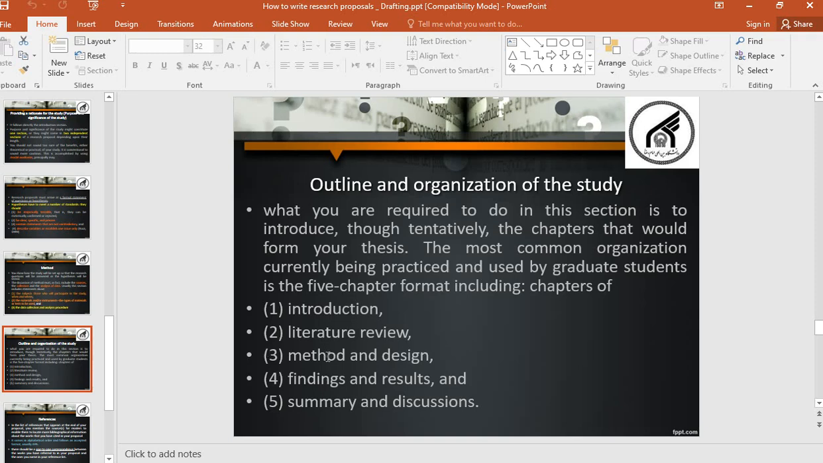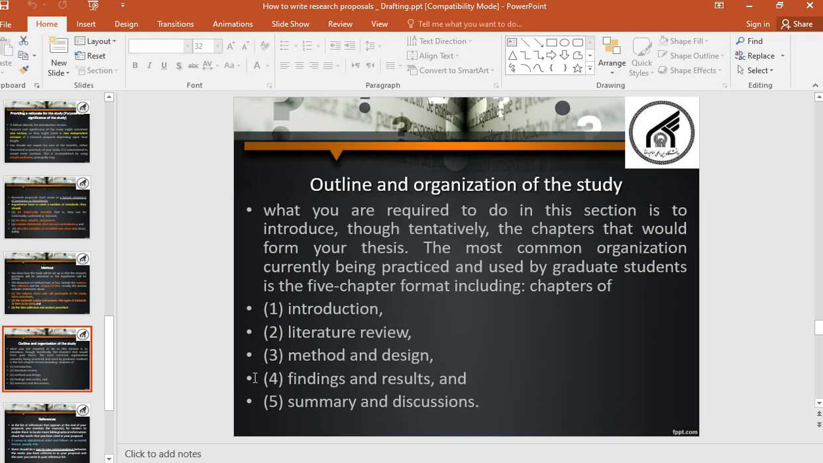literature review, method and design, findings and results, and summary and discussion. I told you that in Imam Reza International University we also normally use these chapters for your thesis. And I told you that the first 3 sections form the first 3 chapters of your actual thesis as well. So what you need to do, after defending your proposal, is expand them a little bit more and update the references, and just this.